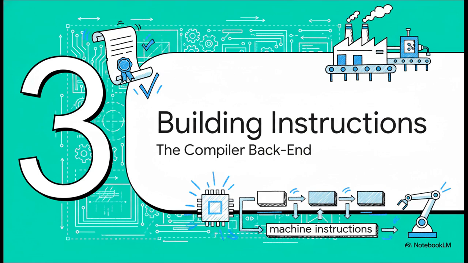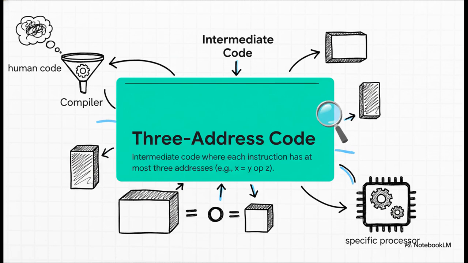It's been checked, it's been verified. Now finally we can move to the back end of our factory. This is where the real construction starts. But here's a really clever part. The factory doesn't just jump straight to building for one specific computer chip. First, it translates our blueprint into a generic, universal language called intermediate code.